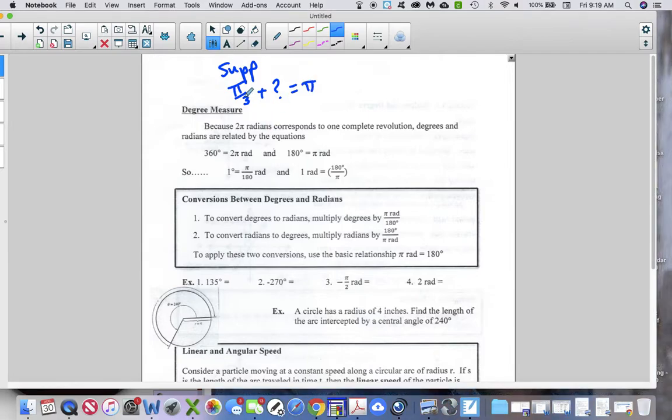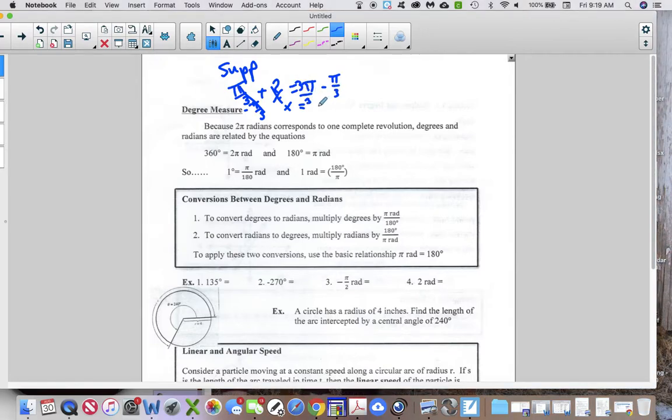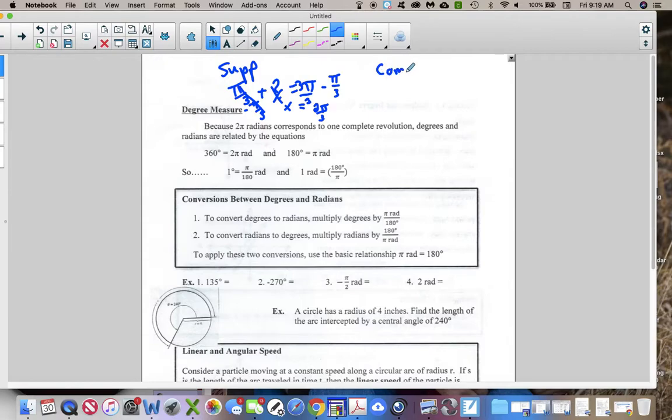So what I can do is call this guy x and solve for it: subtract pi over 3 from both sides. That cancels, so x is equal to pi minus pi over 3. If I get a common denominator, this is 3 pi over 3 minus pi over 3, so that would be 2 pi over 3. 2 pi over 3 is the supplement. I already told you what the answer is for complement, but I'll show you how that works too.